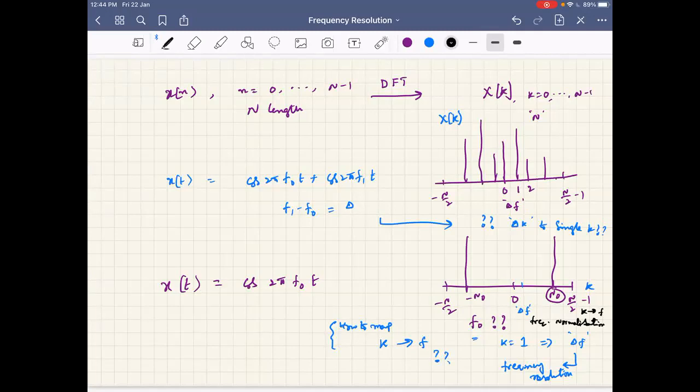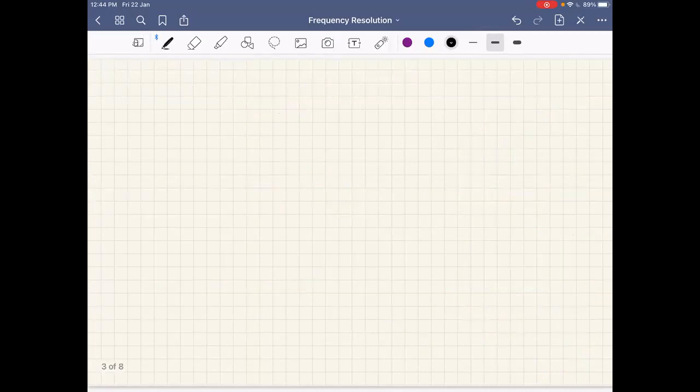Okay, let us take an example to understand this. Let us first take a simpler example. Say f of t is equal to cos 2 pi into 300 into t. So this signal has a frequency content, say f naught is equal to 300 Hz.